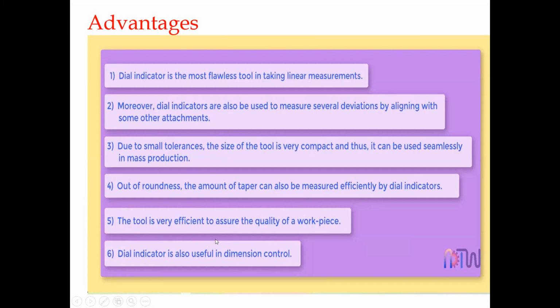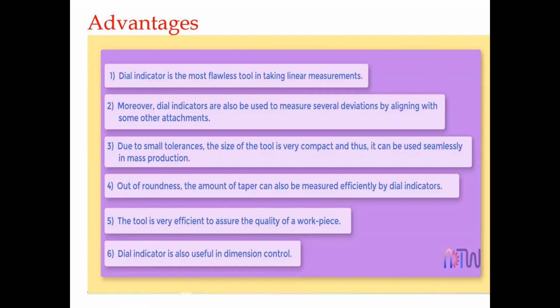The tool is very efficient to assure the quality of the workpiece. It is a very efficient measuring instrument. The dial indicator is also useful in dimension control. How is it useful in dimension control? Simply by checking a number of times while manufacturing an object, you are always going to check the dimensions.